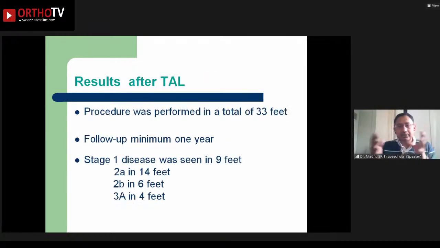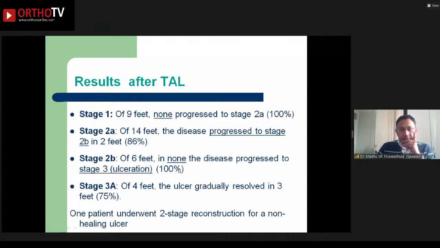So what's our research? From 2018 onwards, for midfoot Charcot, we followed patients for a minimum of 1 year. We've been doing this from 2018 and we have a lot of patients, but we collected the first few who completed at least 1 year of follow-up. So we did 33 feet and this is the distribution of the patients. As you can see, most patients present with a 2A condition. So these are the results of the tendo-Achilles lengthening.